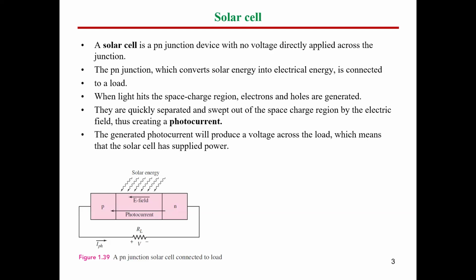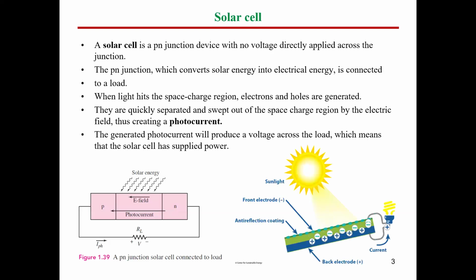The generated photocurrent will produce a voltage across the load, which means the solar cell has supplied power to our connected load. So this is the concept, guys, of the solar cell. If you are familiar with the solar cell, you know the characteristic of a PV is something like that. This is the relation between voltage and current. So this is current and this is volt.